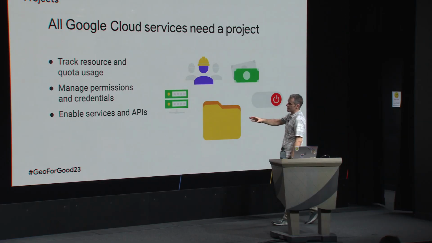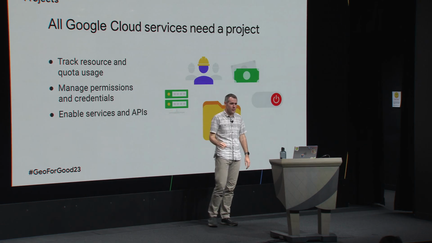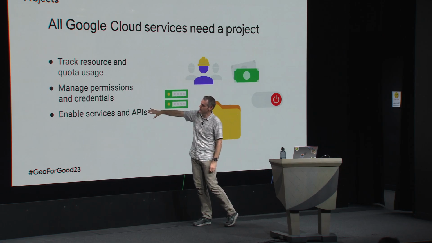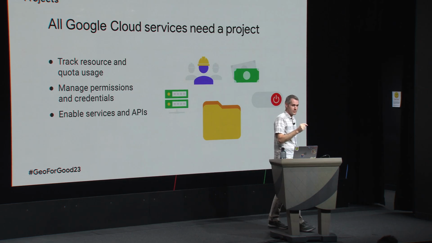Also, within a project, you manage permissions and credentials. So you can say, Jane, I want you to have access to Earth Engine in this project. But for Mary, I don't want you to have access to Earth Engine in this project, but I want you to have access to cloud storage in this project. And then lastly, I apologize, I'm going backwards here. Lastly, you can track resource usage and quotas within a cloud project.